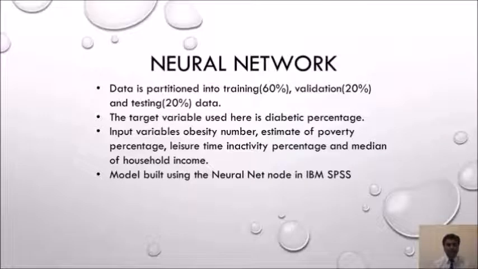Let us now start understanding how the neural network was actually built. Before building the model, we split the data into 3 categories: training data, validation data, and testing data. We put 60, 20, 20 for training, validation, and testing data respectively. The target variable is obviously diabetic percentage, as that is what we would like to predict in the future for different counties. The input variables are obesity number, leisure time physical inactivity, median household income, and poverty estimate.